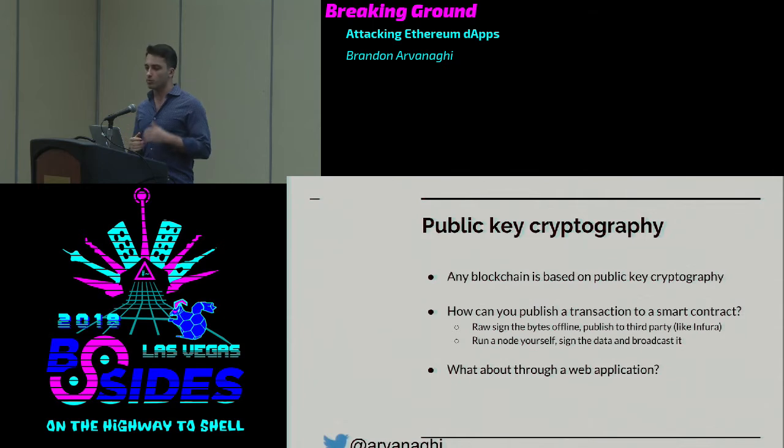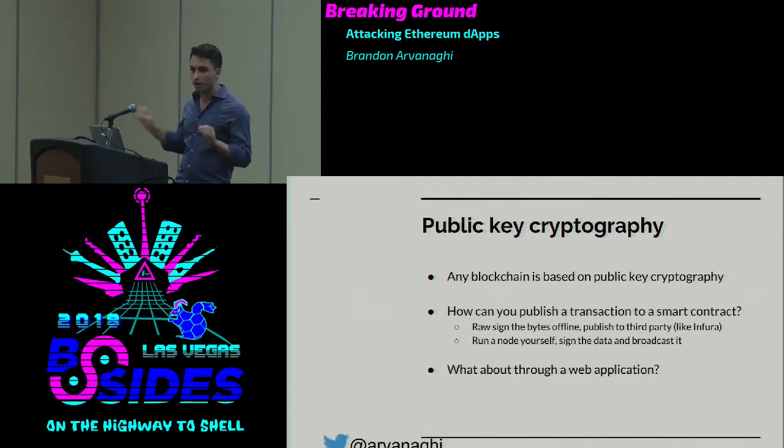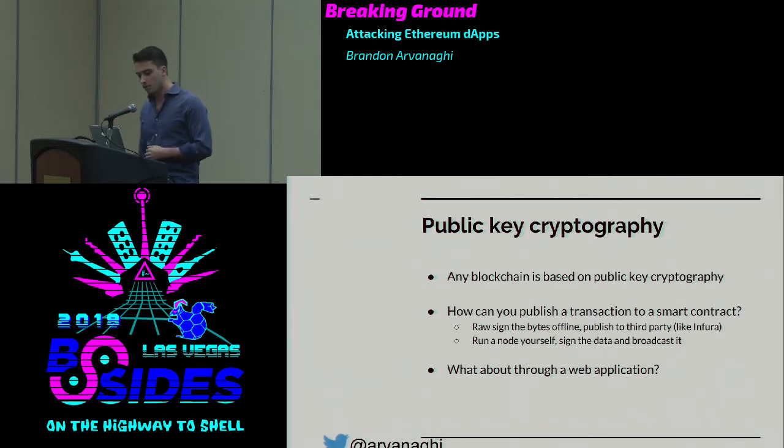So traditionally, if you weren't going through a web application, you could publish a transaction onto the Ethereum blockchain by signing the raw bytes offline and sending it to a third-party node, like Infura, for example. Or you can run a node yourself, sign the transaction, and broadcast it yourself. But through a web application, how do you introduce public key cryptography with a private key you own, where a signed message ultimately goes to the Ethereum blockchain?